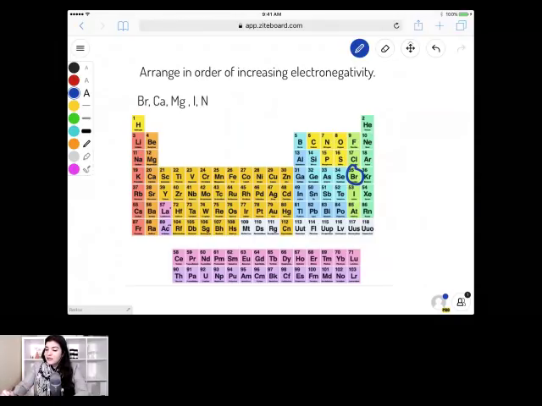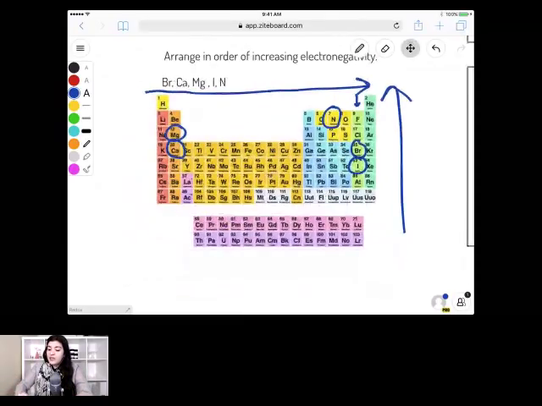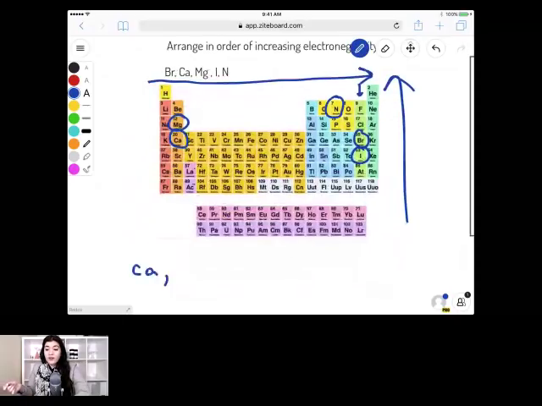And lastly, nitrogen. So arranging this in increasing order is actually going to mean that we're going from smallest to largest. So our smallest is going to be anything on the opposite side or furthest away from fluorine. Because remember, your trend is that it increases going up and going from left to right. So anything closest to fluorine will be the highest. So then your smallest is going to be anything further down and further away from fluorine. So in our case, it would be calcium. So calcium would be the smallest. The next one up would then be magnesium.